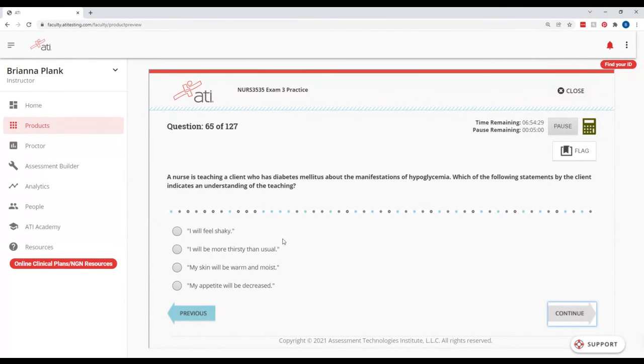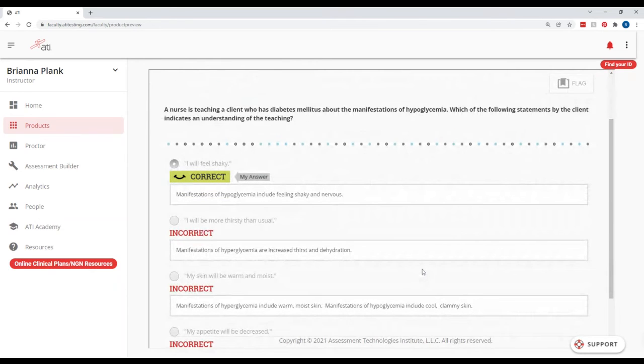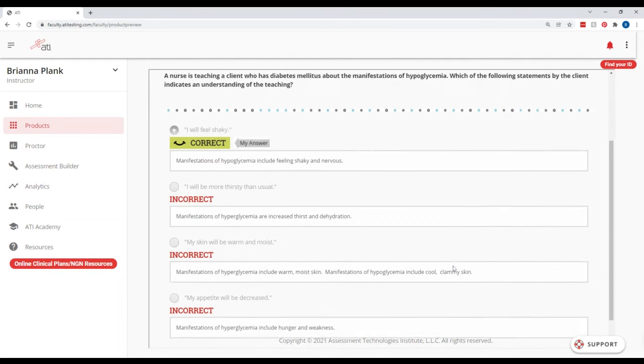Okay, what is a manifestation of hypoglycemia? So shaky, nervous, sweaty. Those are what we're looking for as your hallmark hypoglycemic reaction. Sometimes patients have a different thing. Like they know that if they feel a certain kind of way that they're hypoglycemic, but your hallmark symptoms are going to be that sweaty, nervous, and shaky.